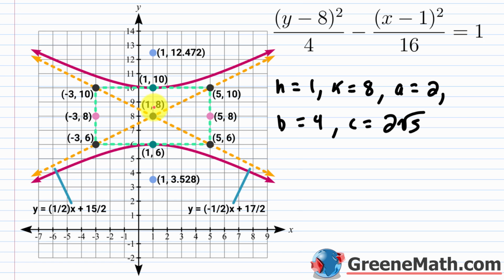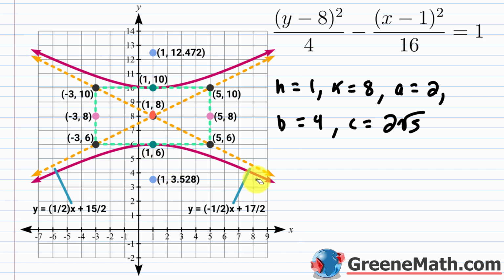The a value is the distance from the center to each vertex. Because this is a vertical hyperbola and it's going to open up and down, we know we're traveling vertically to get to each vertex. In other words, from the center of 1 comma 8, I'm going to travel 2 units up to get to this vertex of 1 comma 10, and from that center I'm going to travel 2 units down to get to the other vertex of 1 comma 6.